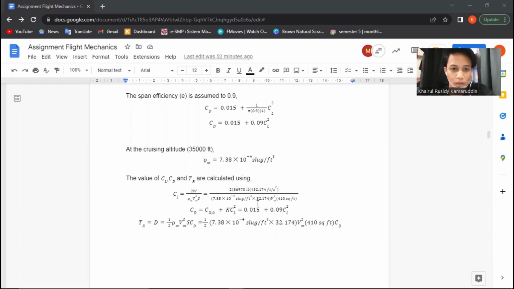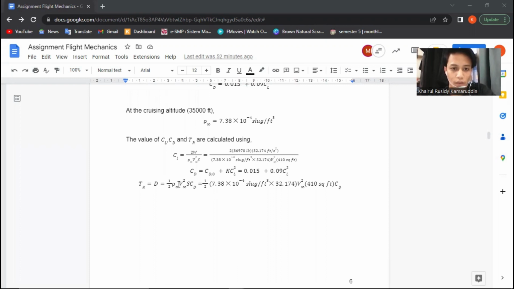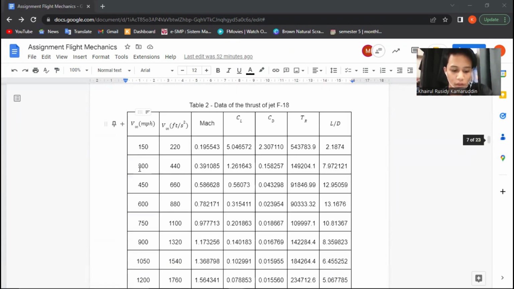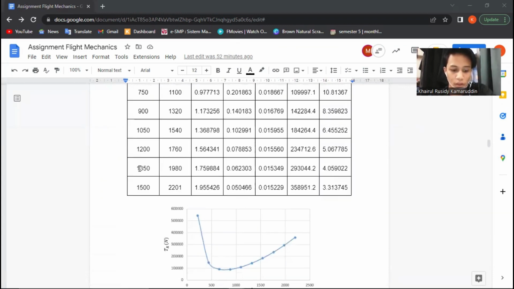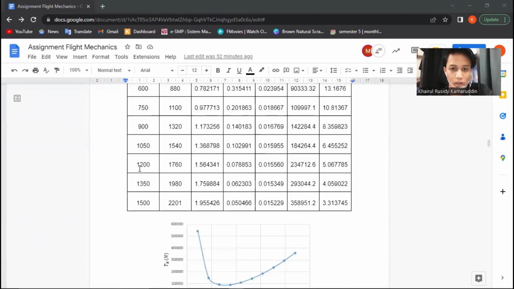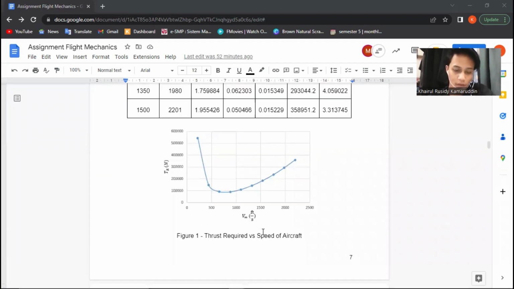Next we can calculate the thrust required using these three formulas, which is first the formula of CL, and by using the value of CL, we can calculate the CD using the formula of CD, and by using the value of CD, we can calculate the thrust required. To make things easier, I have done the calculation in an Excel spreadsheet using all those formulas, and these are the results for 10 different cruising velocities. The figure below shows the thrust required versus speed of aircraft.